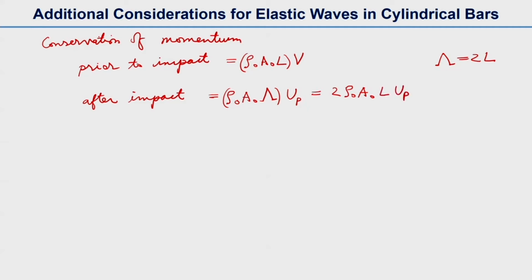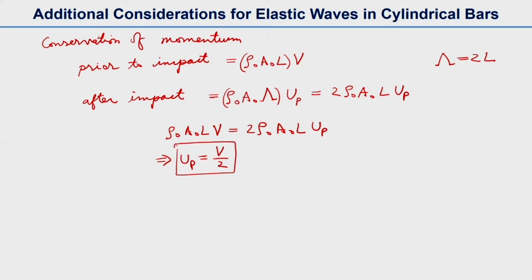So now if we use the conservation of momentum, rho naught a naught L v is equal to twice rho naught a naught L UP. So this will give us UP, the particle velocity, is half of the projectile velocity. And again from our earlier discussion, the stress generated, in our earlier classes we have learned that this rho c up is equal to half of rho c v. Now c is the wave velocity, and so up is v by 2.